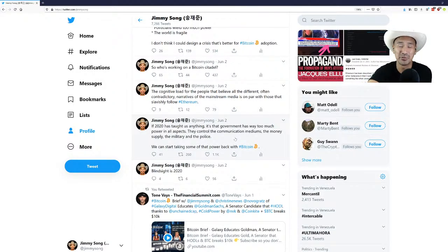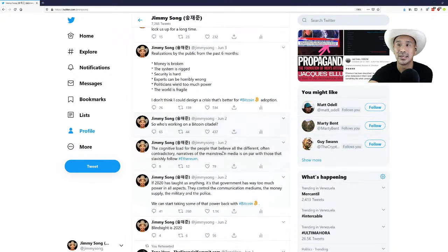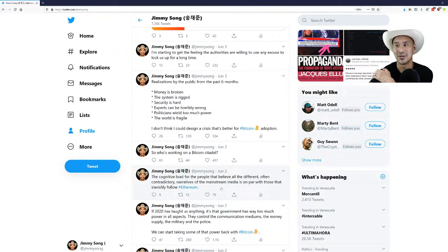Yeah, hey, the government just has too much power. If you want to defund government, start buying Bitcoin. The cognitive load for the people that believe all the different, often contradictory narratives of the mainstream media is on par with those that slavishly follow Ethereum. And yeah, Ethereum, unfortunately, is very contradictory in its different narratives, and they must have learned it from various media outlets.